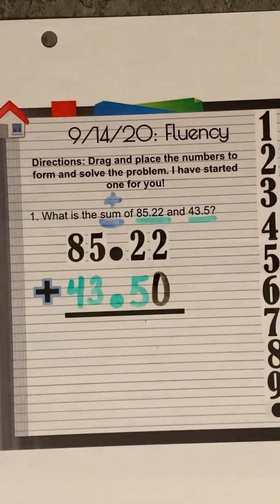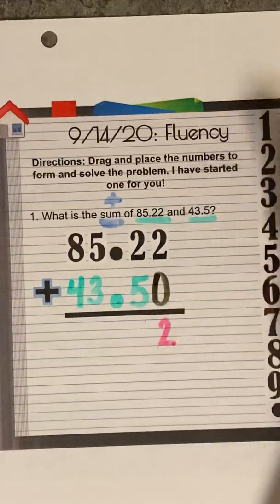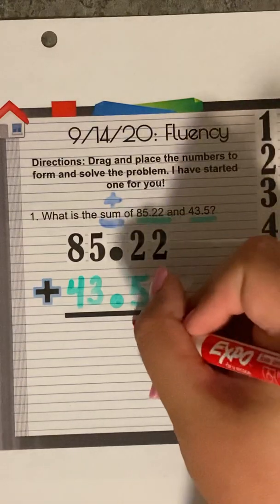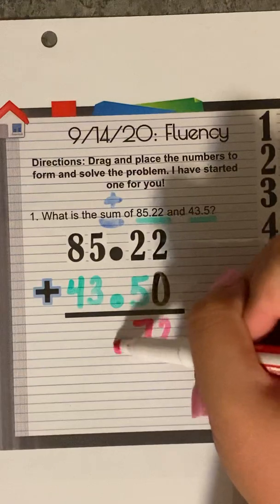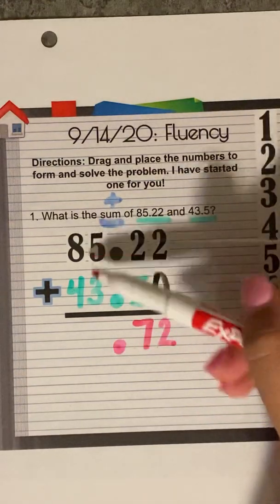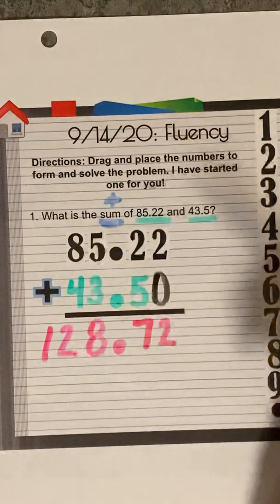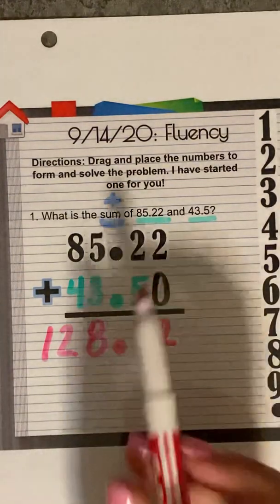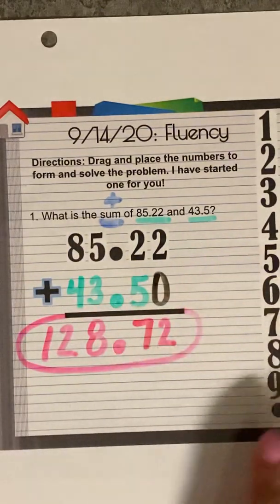So when we solve this, we have 2 plus 0 is going to be 2. So you'll drag your 2. 2 plus 5 is going to be 7. Now, with our decimal, drop the decimal. 5 plus 3, 8. 8 plus 4 is going to be 12. So our answer is 128 and 72 hundredths, or 128.72. Make sure your problem looks like that on your computer screen.